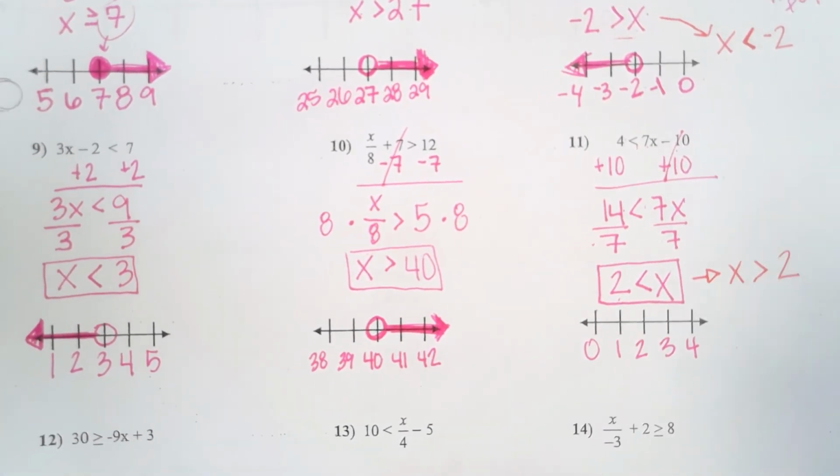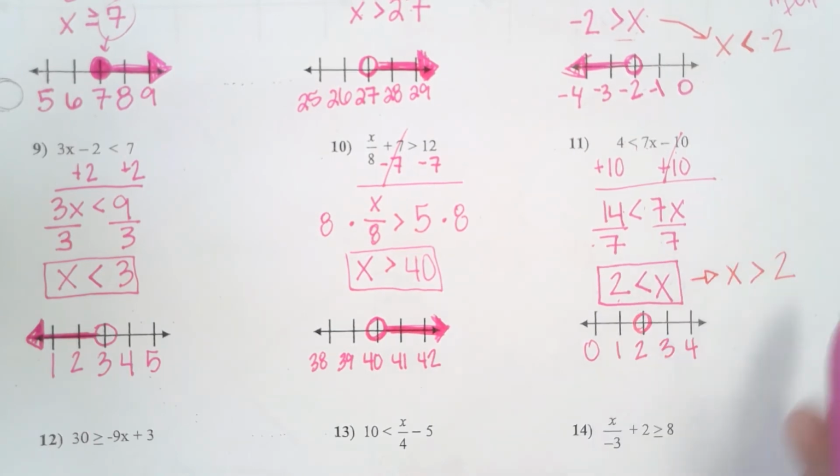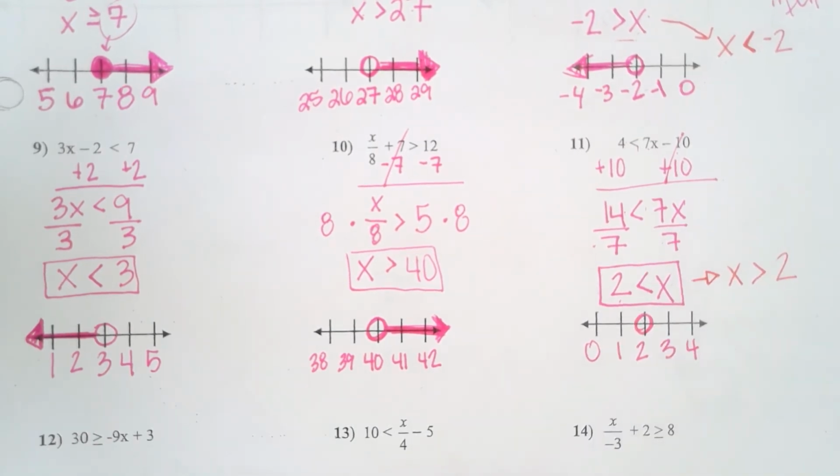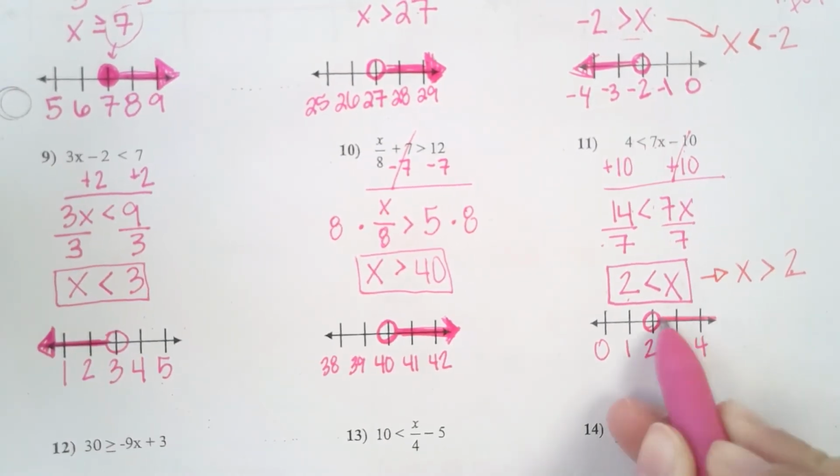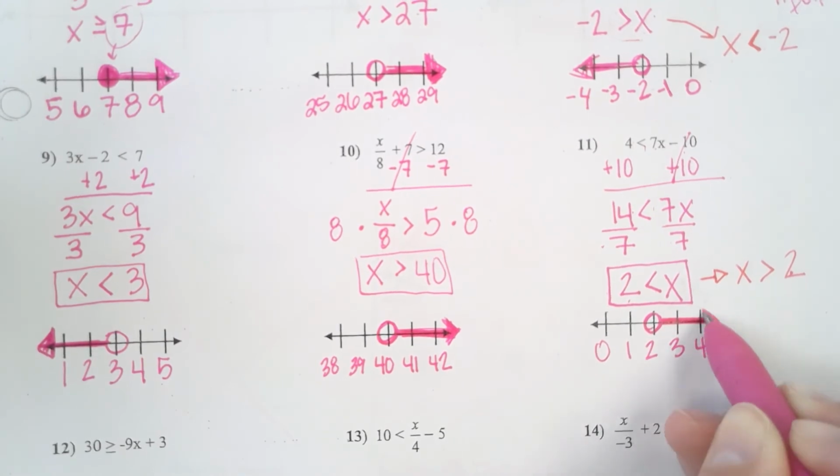We are going to have an open circle at 2 because it does not have that equal to line. And then since we want all numbers greater than 2, all numbers greater than 2 are to the right of 2 on the number line. So I'm going to shade in my arrow towards the right.